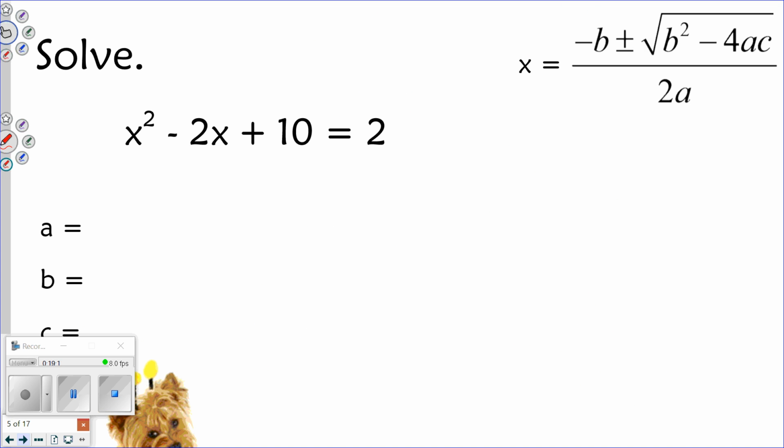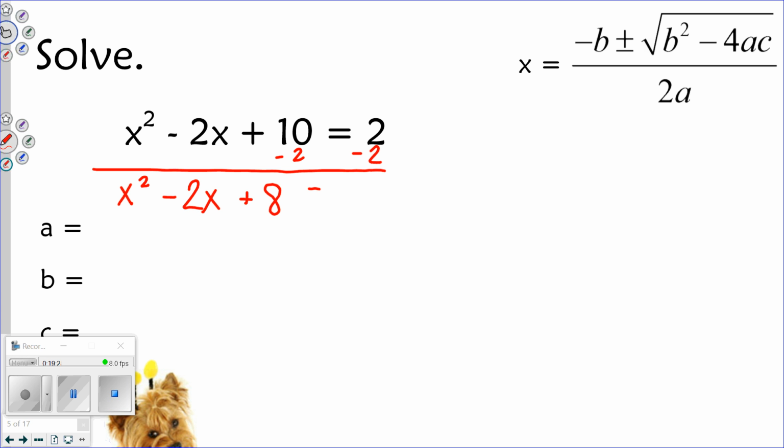So I want to solve by the quadratic formula. What do I have to do with the problem first? I have to set it equal to 0. So I have to subtract the 2 over before I do anything else. So x squared minus 2x plus 8 equals 0. And again, if you can do that without showing the work of moving it, by all means, go ahead and do that. All right, so what's your a value? Your b? -2. And your c?